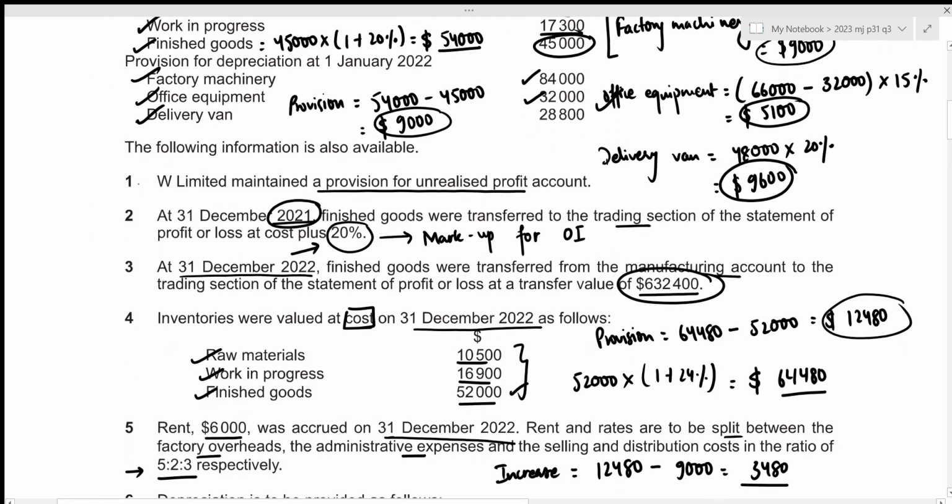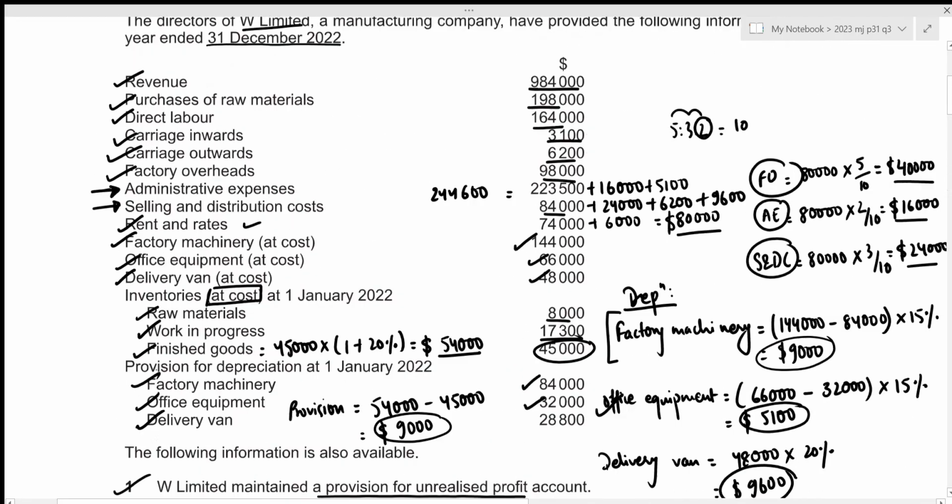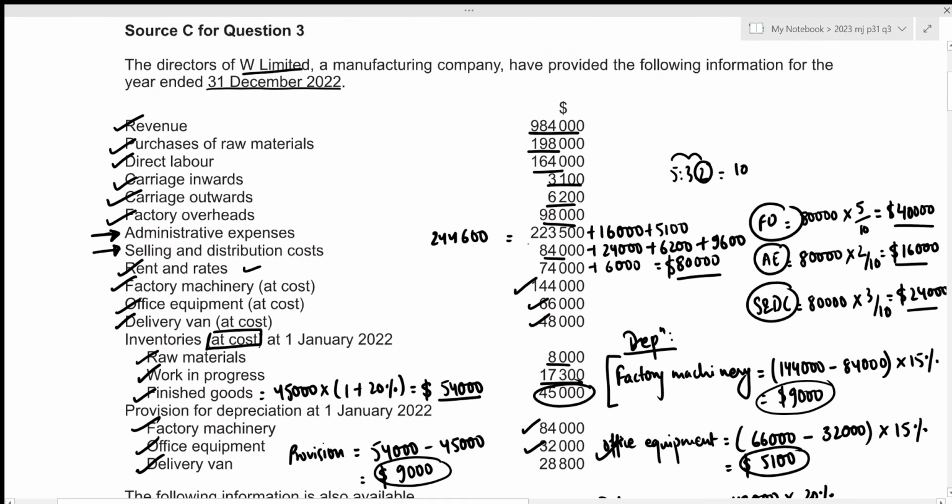Okay, we have included this as well. We've included this. We had done all our workings for inventories. We included rent as well as the depreciation. So I think that's all for the selling and distribution costs as well. Let's figure out the total. That's 84,000 plus 24,000 plus 6,200 plus 9,600, which results in 123,800.